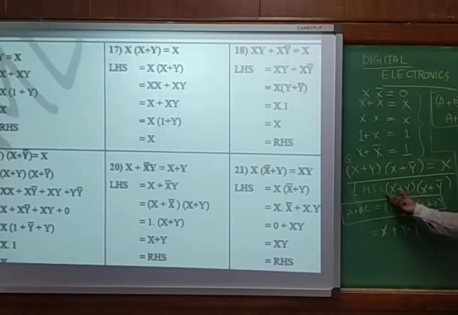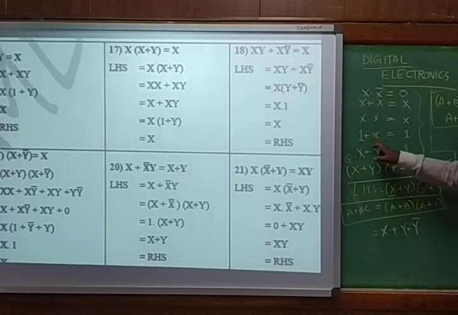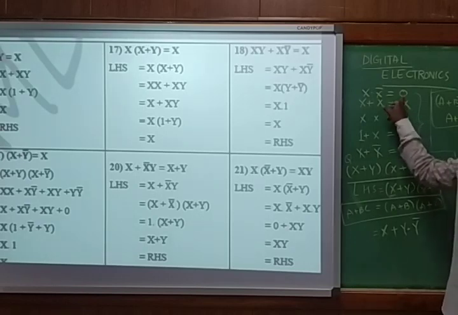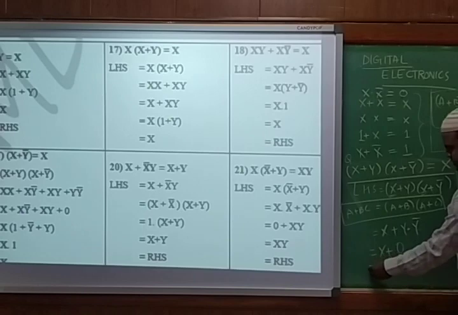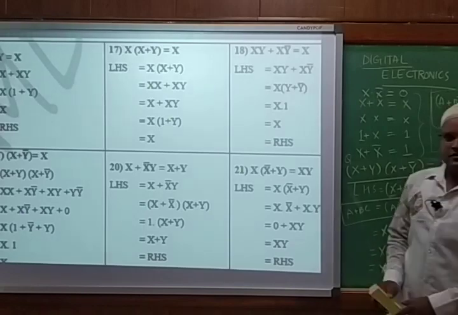So since this x and x both are same, we are taking a plus b into a plus c. x is as it is plus y into y bar. So what is y into y bar? By using the first postulate, y into y bar I can write as 0, so x plus 0. So this is nothing but x. So this is the way you can do it.